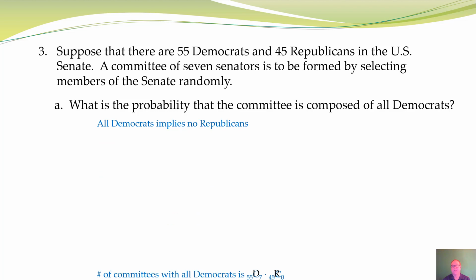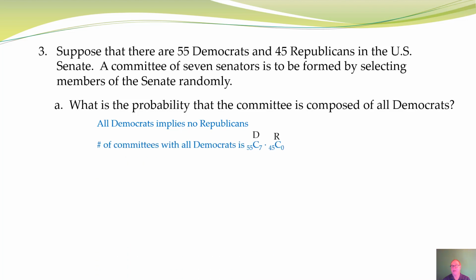Keep that in mind. Now, the number of committees with all Democrats is, so we have 55 Democrats and I want 7 of them. So that's 55 combination 7. Now, there are 45 Republicans, but I want none of those. So that's 45 combination 0, and we multiply these combinations to get the number of committees with all Democrats. Total number of different committees, well, if you add the 55 Democrats and 45 Republicans, you get 100. The committee has 7 people on it, so it's 100 combination 7 for the total number of different committees possible.